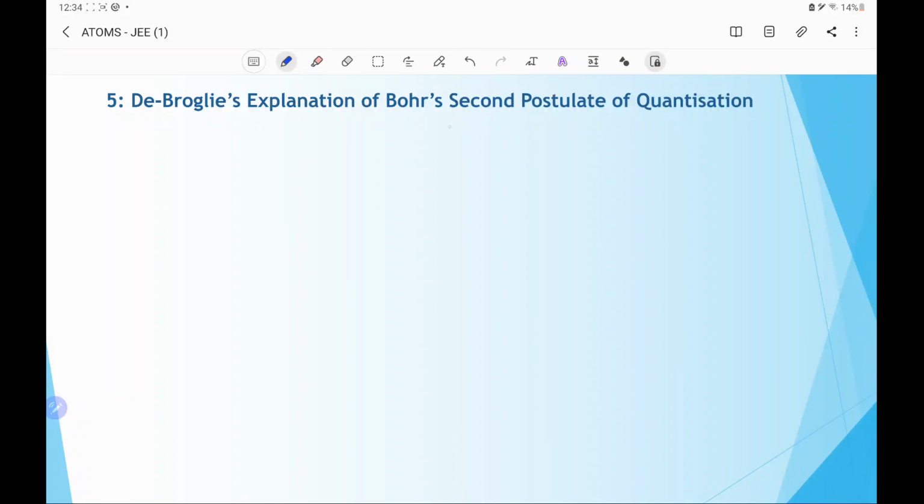We have already discussed the Bohr second postulate of quantization. As per this postulate, we have already described that angular momentum, that is Ln for the nth orbit, which is equal to m, mass of the electron, velocity of the electron in nth orbit, and the radius of the nth orbit, is the integral multiple of h by 2 pi. It states the quantization of the angular momentum and refers that the electrons move in some specific stable orbits.